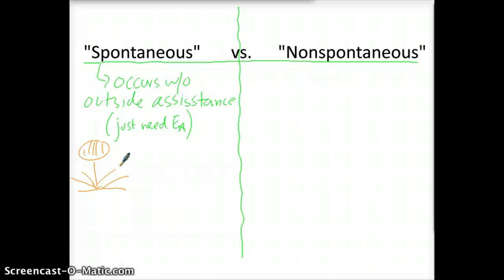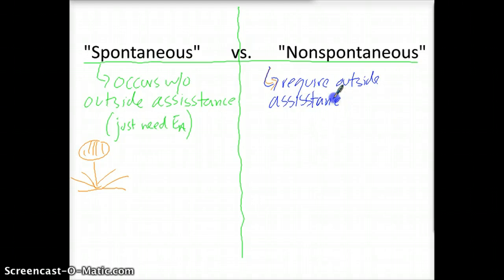On the other hand, non-spontaneous reactions require outside assistance. And what that usually means is a change in conditions. So you need to change the temperature, you need to change the pressure, you need to change the volume, or do something differently.